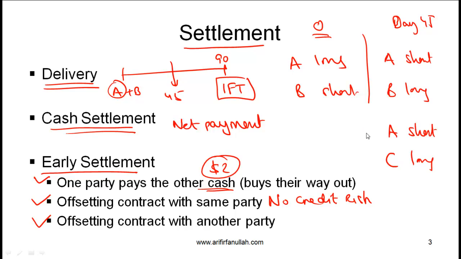So essentially now you as party A have a contract with party B where you are long and B is short, and you also have a contract with party C where you as party A are short and party C is long. Now here there is credit risk. Even though you have an offsetting contract, there is a risk that C will not deliver, and a risk that B will not deliver. So while you have created an offsetting contract, there is still credit risk when you create an offsetting contract with another party.